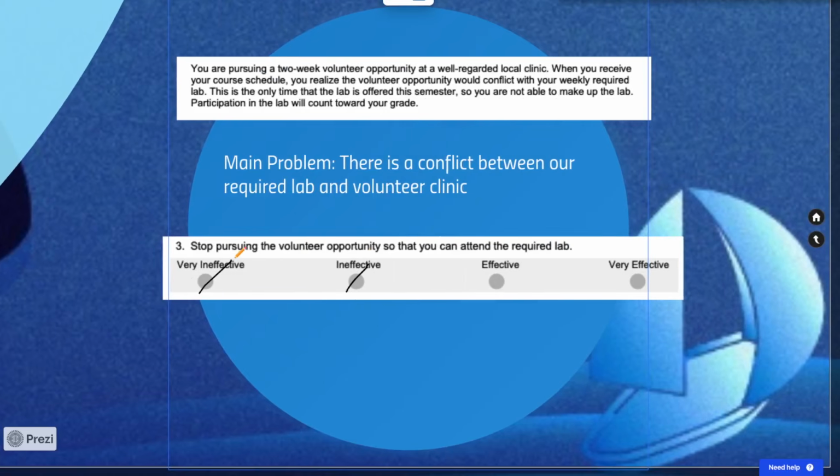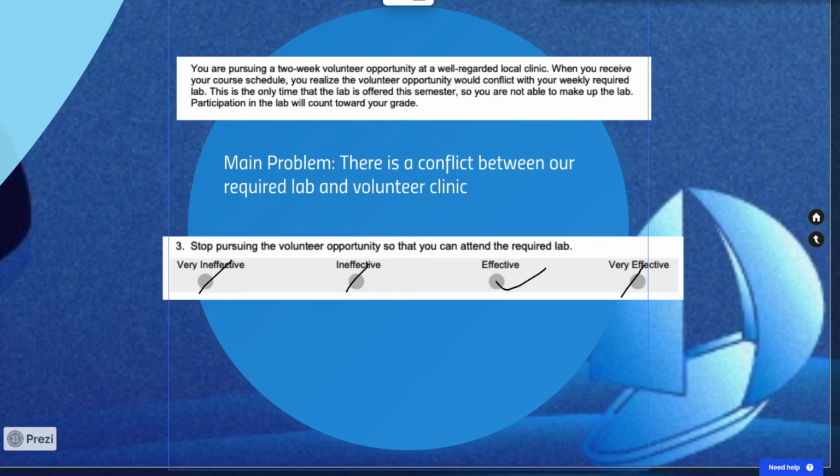So for this question, stop pursuing the volunteer opportunity so you can attend the required lab. In my mind, that's not a very good compromise, right? Even though you're fulfilling your responsibility of attending the required lab, you're not doing enough to also address your desire to attend the volunteer opportunity. So that's not an effective compromise. That's going to be a 3. All right, it's going to be an effective answer.